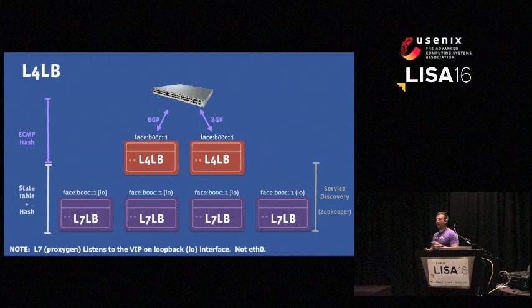So that means it does a hash on the source IP, source port, destination IP, destination port. It takes that 4-tuple, does a consistent hash on it, and that determines which L7 load balancer that gets sent to. And it might make more sense in this next slide.